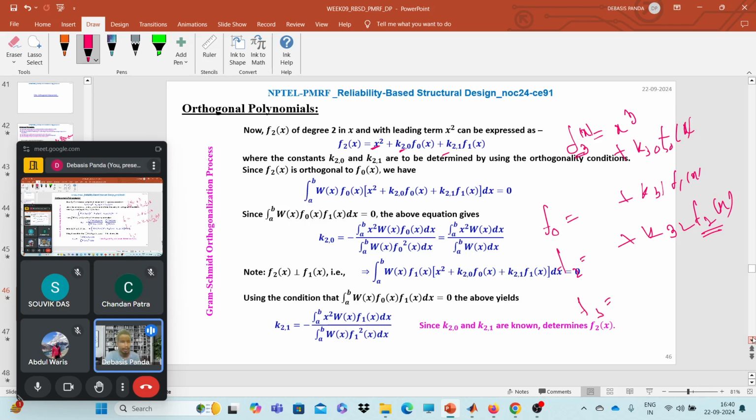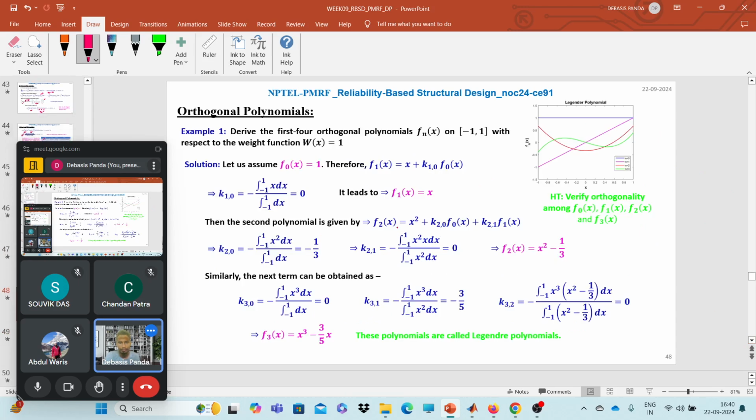Like if we solve one example here, we have one orthogonal polynomial f1 x. Now its domain is -1 to 1. What we need to find out? We need to find out the first four polynomials. Like first you need to calculate f0 x, f1 x, f2 x, and f3 x. So f0 x, the first term, will be 1.